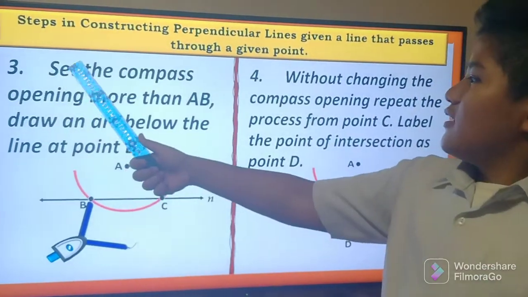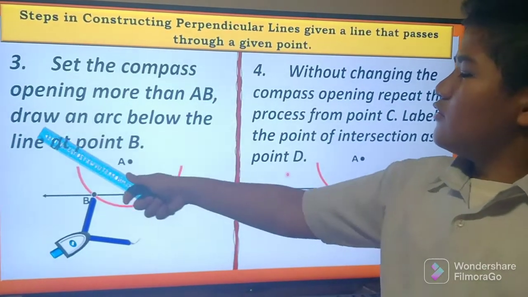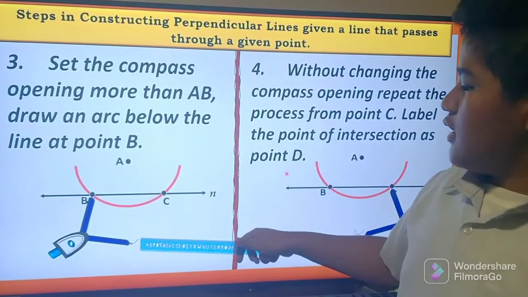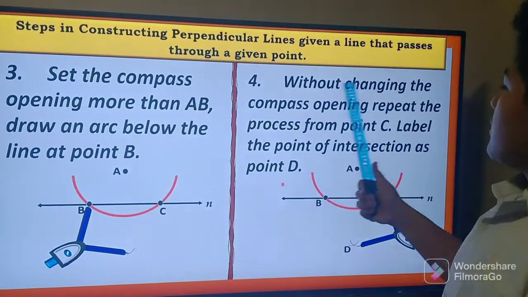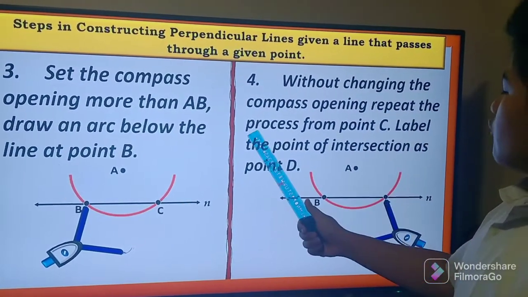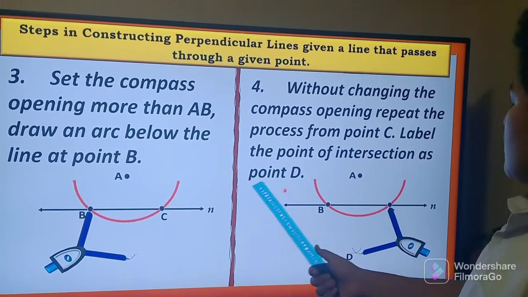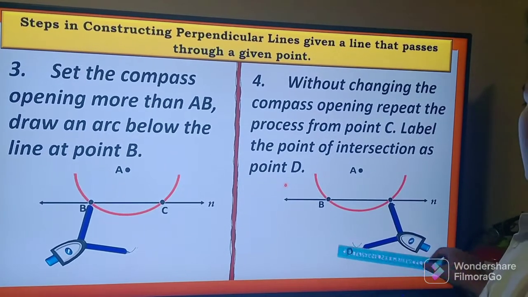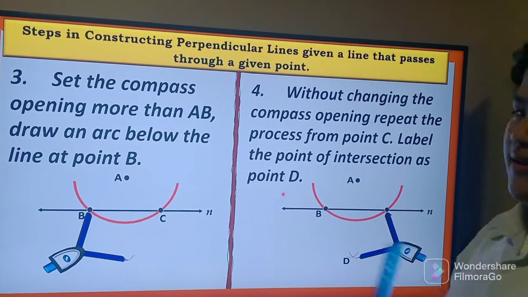Number 3. Set the compass opening more than AB. Draw an arc below the line at point B. This is the arc from point B. Number 4. Without changing the compass opening, repeat the process from point C. Label the point of intersection as point D. This is point C and this is the intersection from point C. So we now have point D.